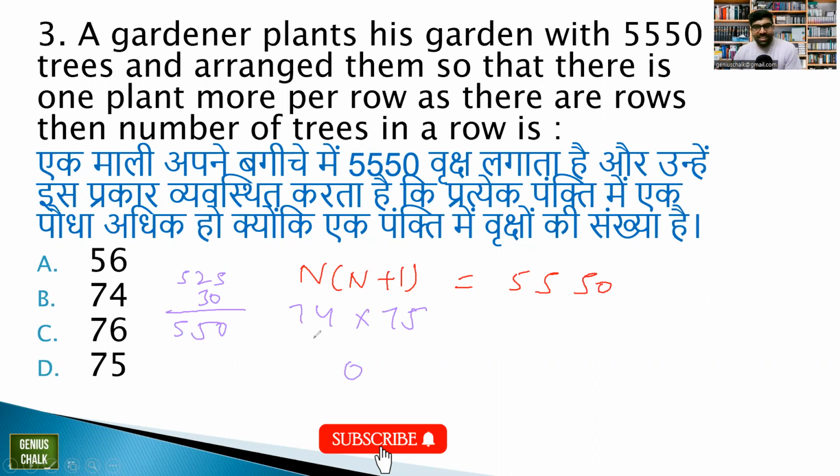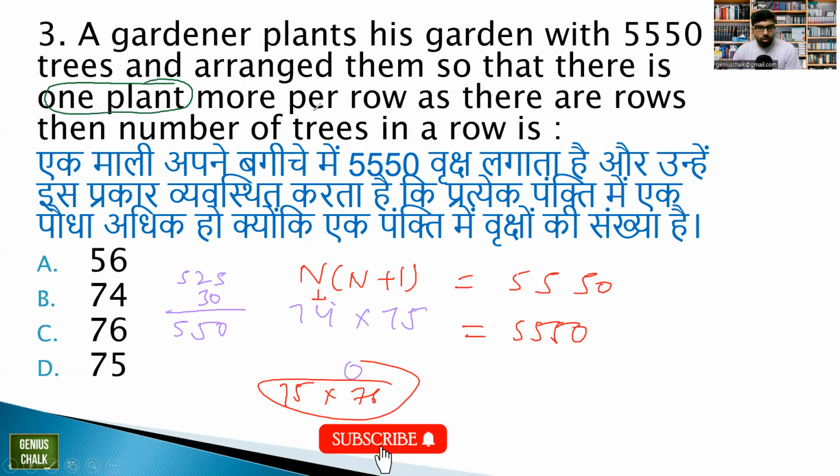So please check, the answer has to be, now see very carefully. 74 and 75 are giving you 5550. 75 and 76, if you put, that will be obviously more. So after putting n as 74, we have got the answer. But the important thing is that there is one plant more per row.